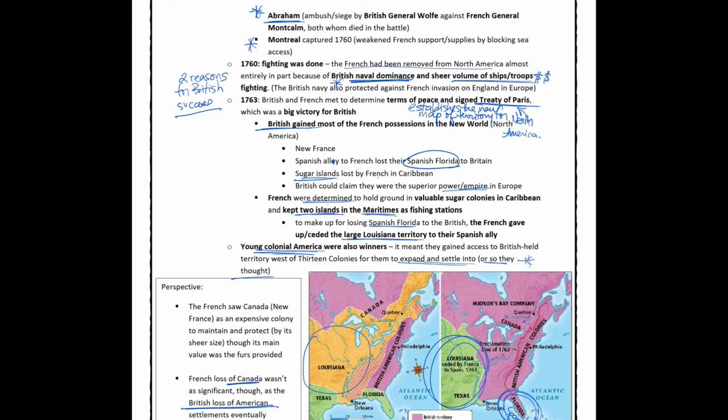And because they lost Spanish Florida from their ally, they gave their ally a large Louisiana territory to satisfy that ally so that they wouldn't lose them. So this part here, this Spanish Florida, was controlled by Spain. It was taken over by the British in this negotiation, and instead they gave this territory in here back to the Spanish.